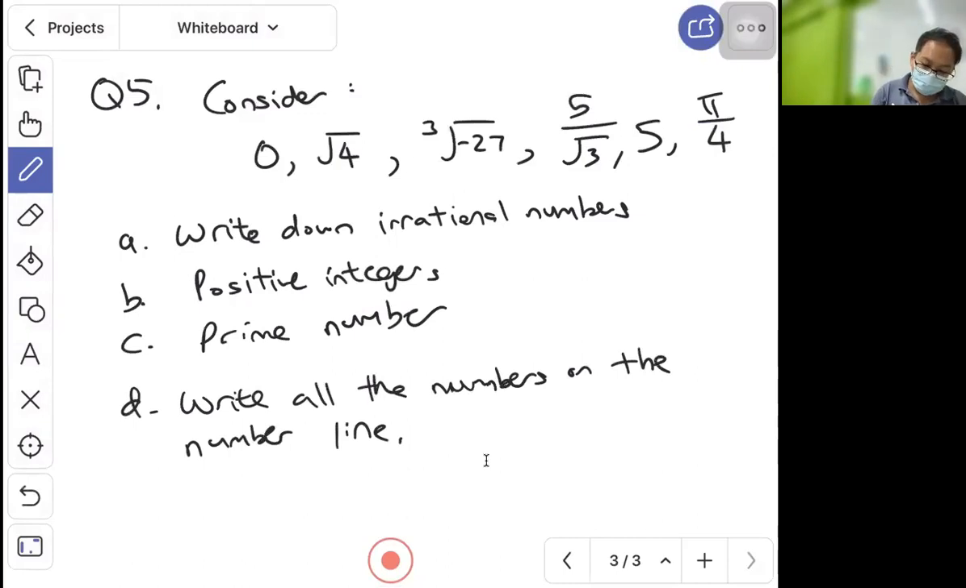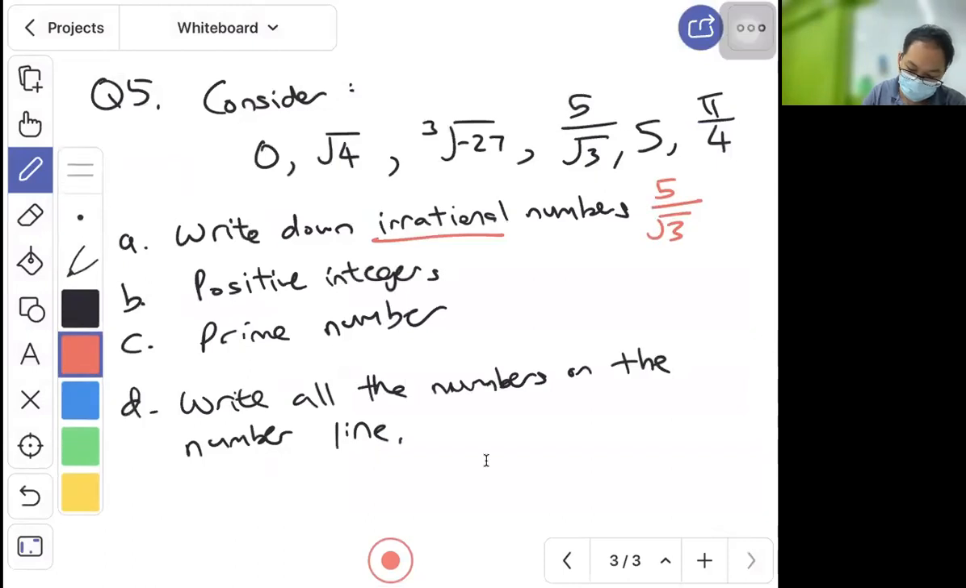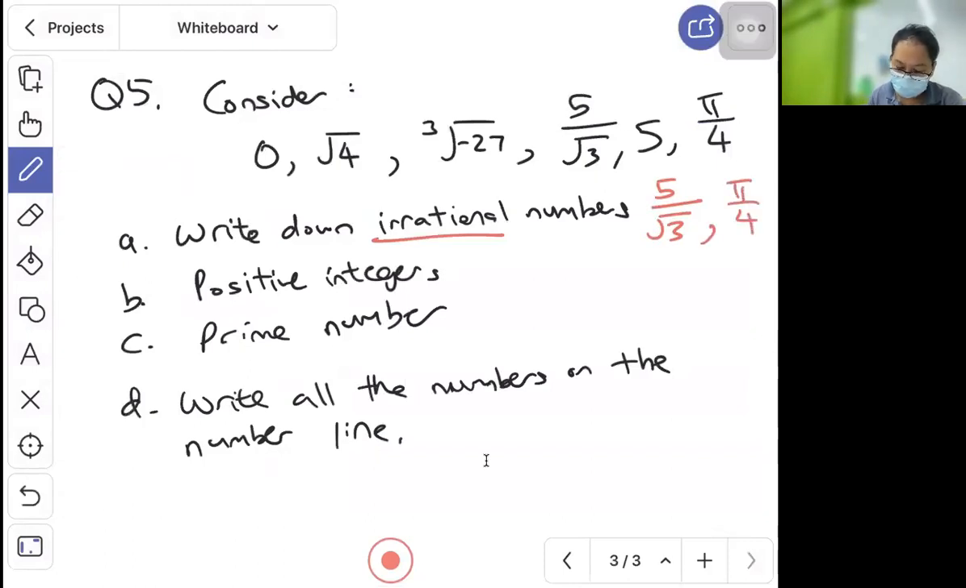So same, pause the video if not done it. Mr. Tan will fast forward and show you the answer now. So irrational number means the number cannot be put in a fraction. Obviously a decimal that keeps going on and on and on. So the answer is 5 over square root 3. You'll be surprised, just now I said that you cannot put in a fraction. But when you click into the calculator, indeed, this answer cannot be put into a fraction. Same for pi over 4. So this is the answer.